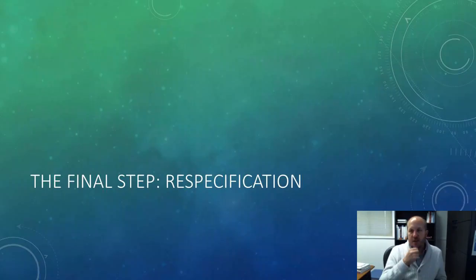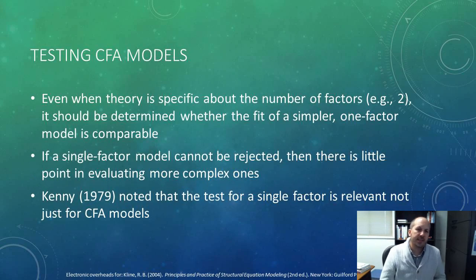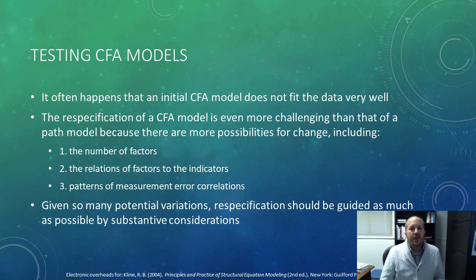Now, the final step I want to talk about is respecification. So we kind of did that there, where we respecified by going from a 1 to a 2-factor, but I want to talk a little bit about this in more detail. So when you're testing CFA models, even when theory is very specific about the number of factors, like in that example where there are 2, you should still determine whether 1 factor or fewer factors is a better fit. So start with 1, then move out, and see if 2 factors is a significantly better fit than a single factor. And lastly, as is often the case in SEM, your initial model may not fit the data very well. So respecifying is very important.